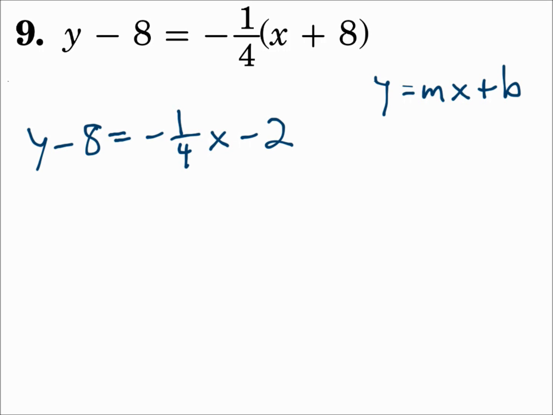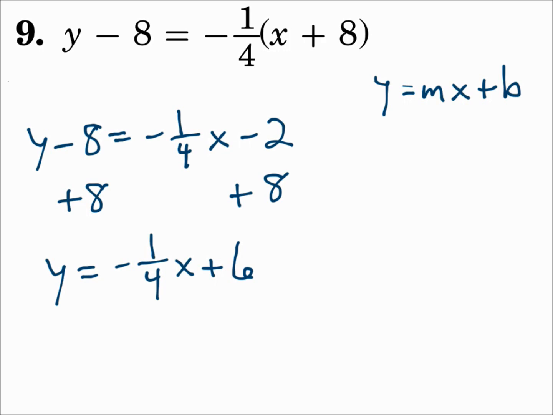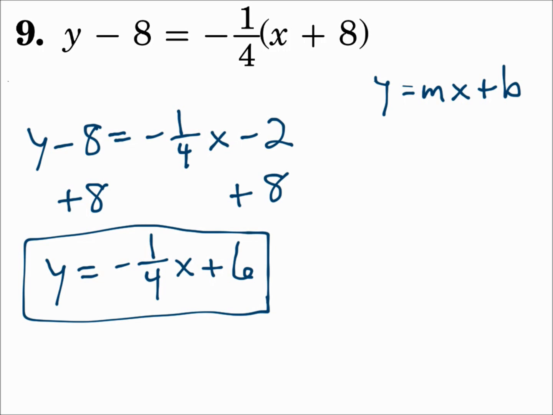We're almost there, but we still have a -8 with the y. That's y minus 8. Do the opposite and add 8 to both sides. The 8's cancel on the left. Combining like terms, -2 plus 8 gives you a plus 6. Y equals -1/4 x plus 6. When you start with point-slope form, just solve for y to get slope-intercept form.